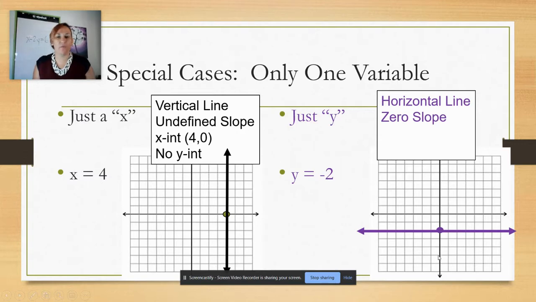And again, you can remember that horizontal lines have a 0 slope because they make the top of a letter z for the word 0. In this scenario, I have no x-intercept, but I do have a y-intercept. My y-intercept, again, is at 0, -2.